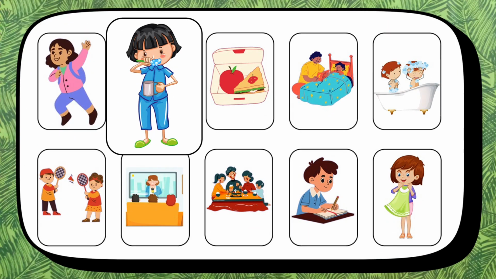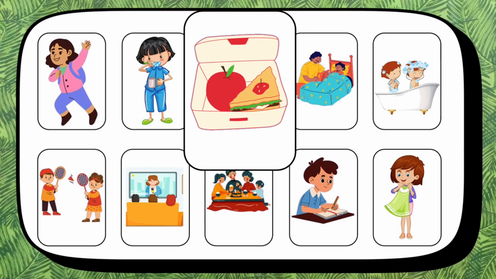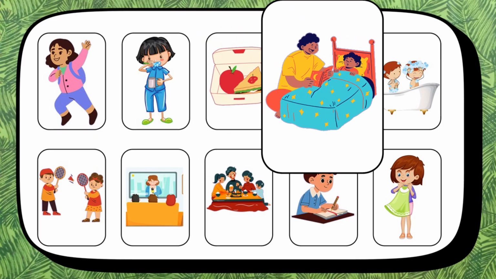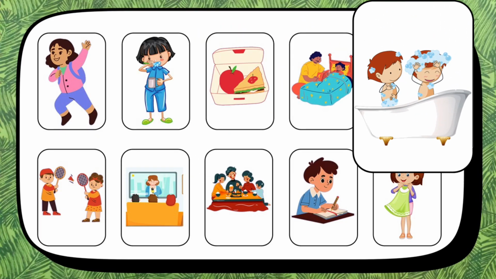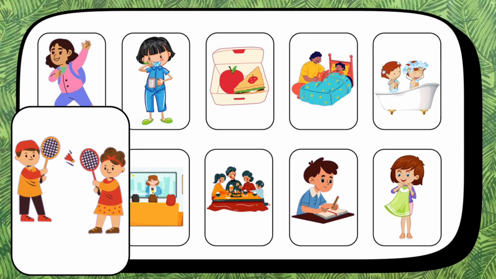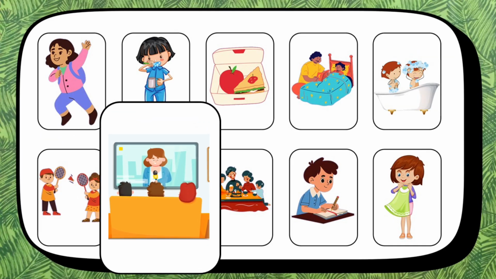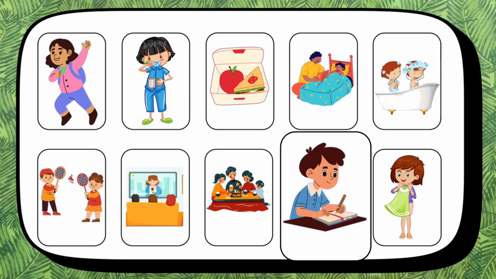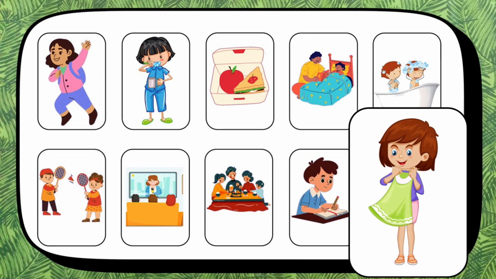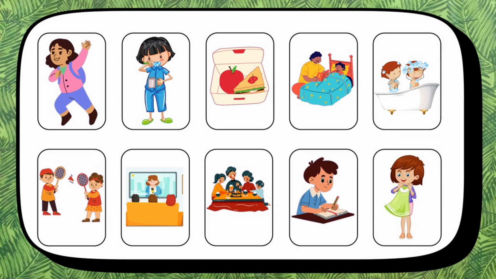Walking to school, brushing teeth, eating lunch, going to bed, bath time, playing sport, watching TV, eating dinner, writing, and getting dressed. These are just some of the things that might happen in a day, but what do you notice about them? Are these activities in order?